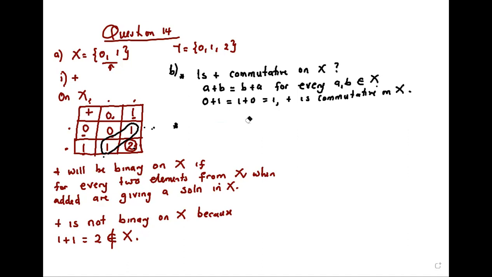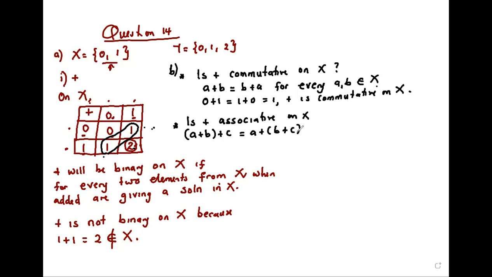Let's check now. Is plus commutative, is plus associative? Is plus associative on X? Now, for it to be associative, we are asking this question: is A plus B plus C the same thing as A plus B plus C? That is what we check.